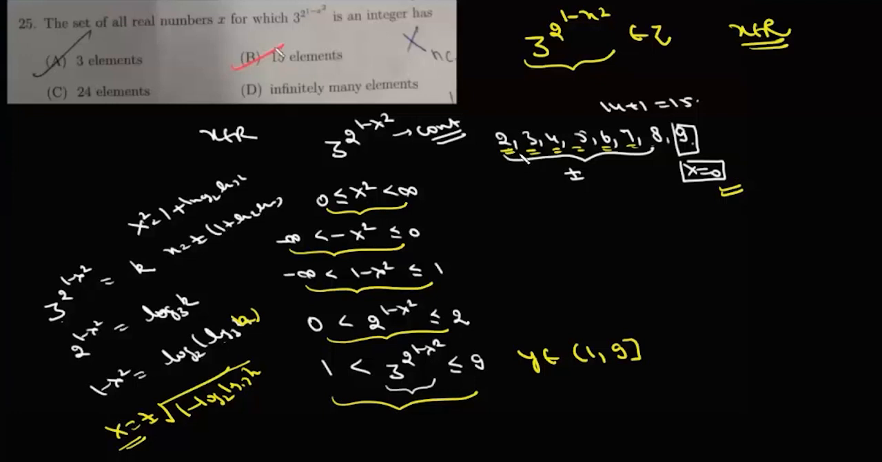So each of these numbers 2, 3, 4, 5, 6, 7 and 8, they'll have two possible values of x. So the total number of ways will be 7 into 2, 14, and plus 1, 15. So the set of all real numbers where this value is an integer will be 15, and that's your option B.